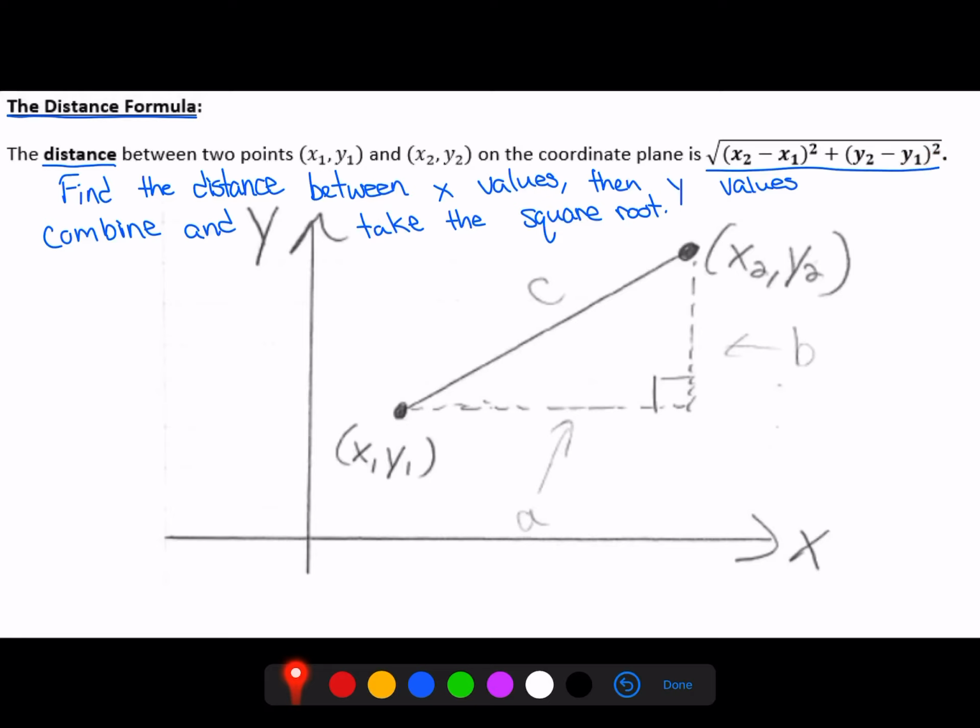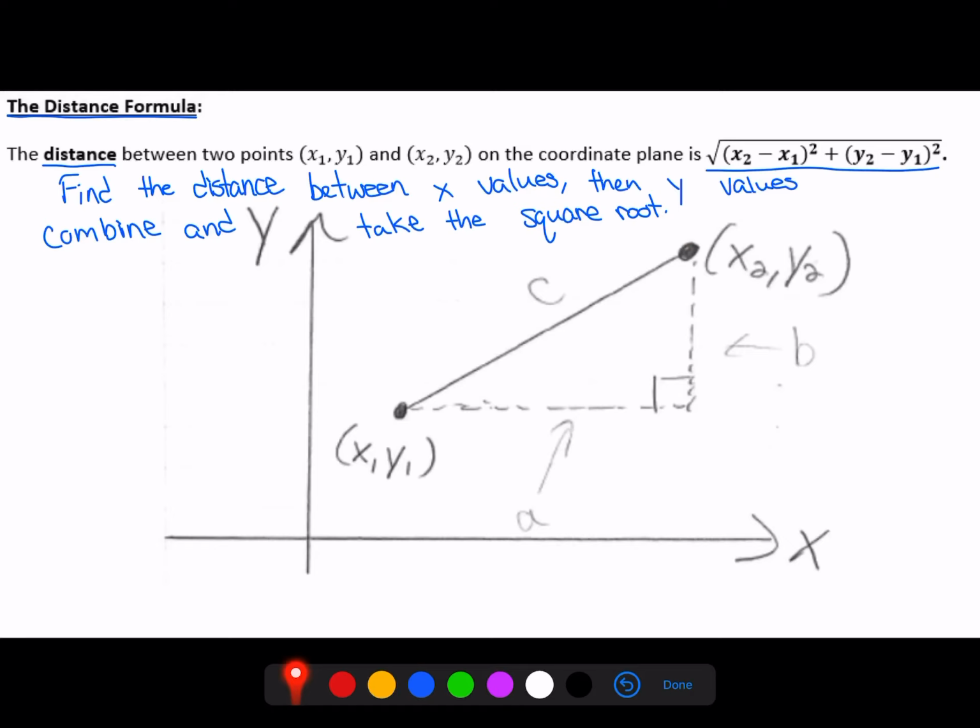To do this, I'm just going to take it piece by piece. I'd find the distance between x values, then I'd find the distance between y values. After that, I would combine them because I'm adding them together. And then lastly, I'd take the square root. Now, distance formula will always work. Distance formula came from another theorem within geometry, and we can also use that theorem to help us out.